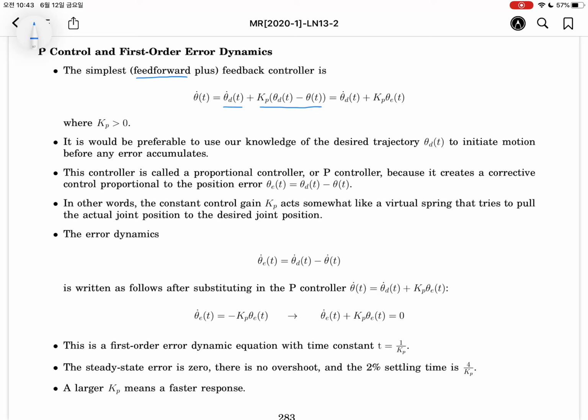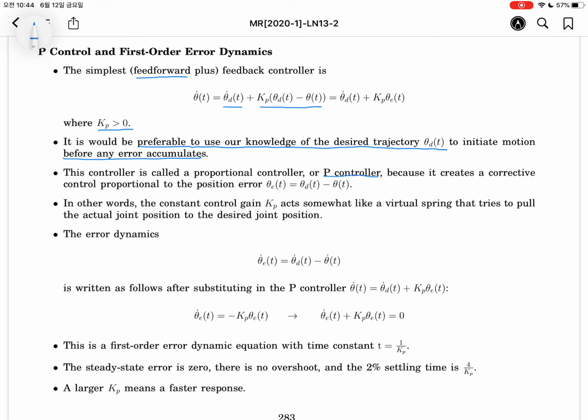Actually, it corresponds to the proportional control. In the textbook, the theta dot desired is ignored, but I'd like to recommend you to use this feedforward plus feedback. It will show better performance in the control system. The Kp should be larger than 0 to guarantee the stability. As mentioned before, it would be preferable to use our knowledge of the desired trajectory, theta desired as a function of time, to initiate motion before any error accumulates.